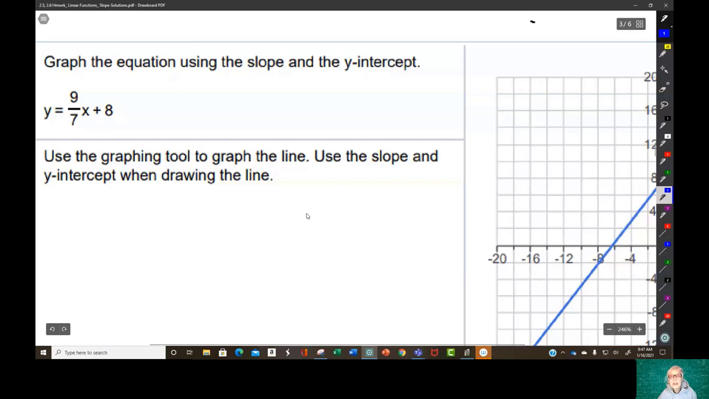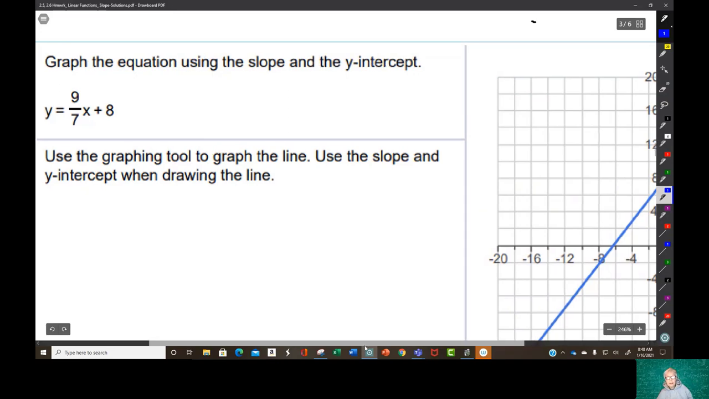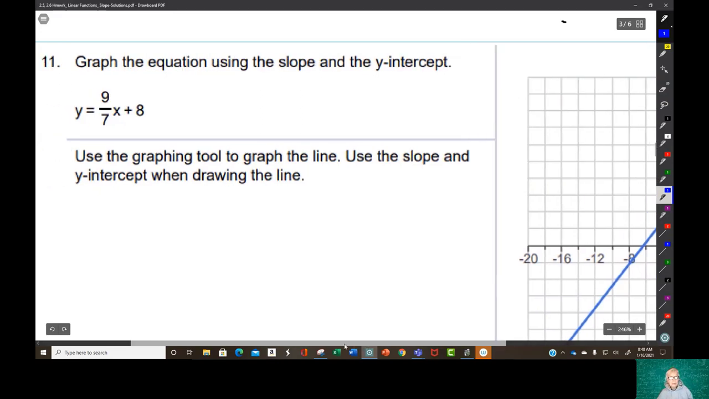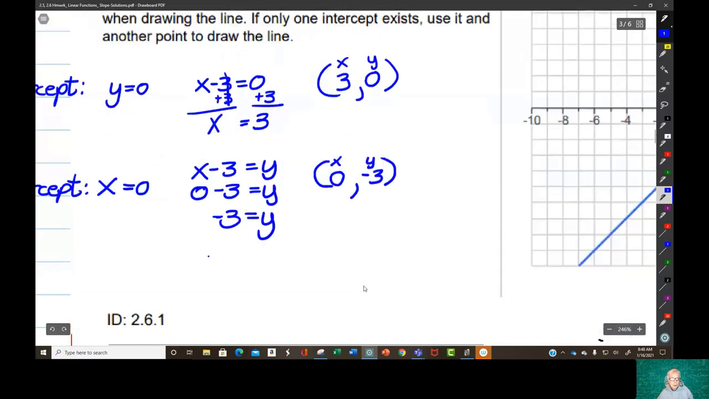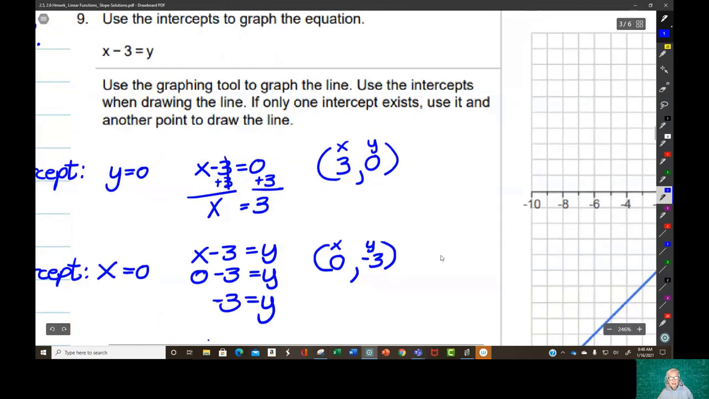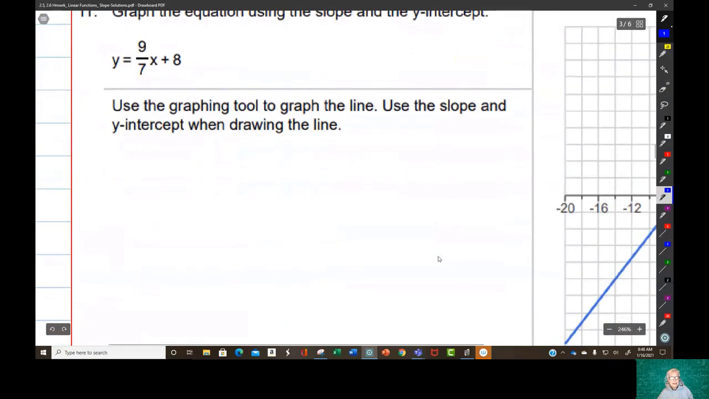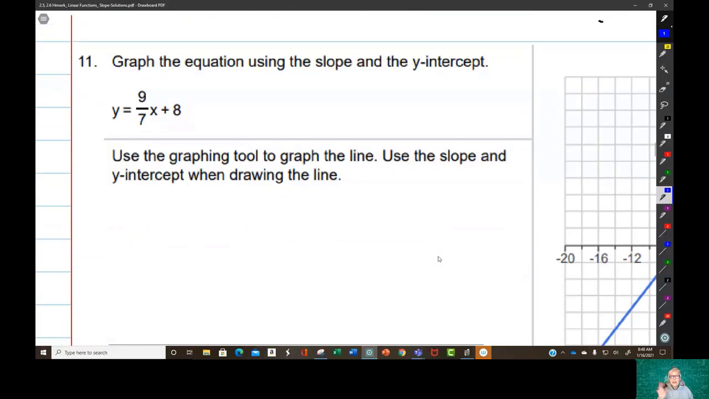Okay, now we're going to talk about another method of graphing. And in some ways, this is easier, because you don't have to go to all this trouble to find the intercepts. Instead, you can just do this in one fell swoop, especially when you have the line in slope-intercept form, you already see what the slope and the y-intercept is.